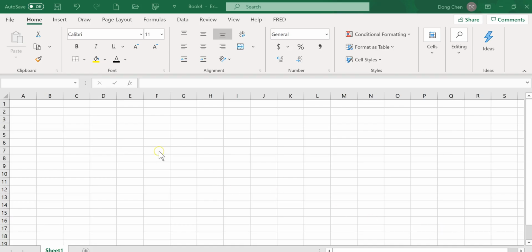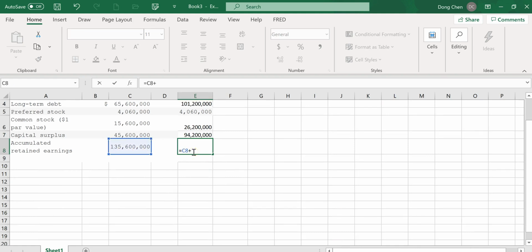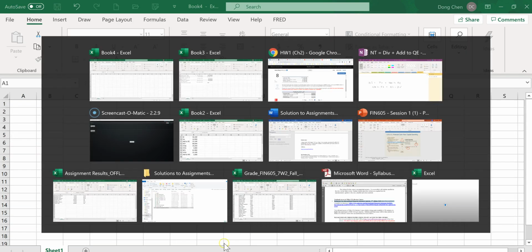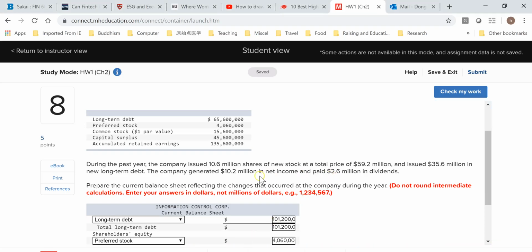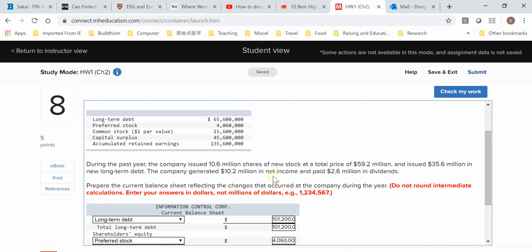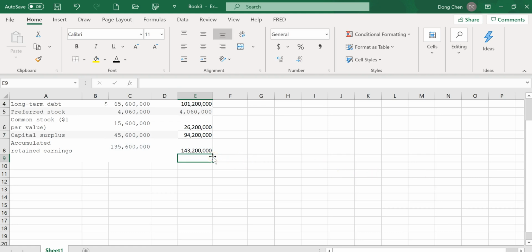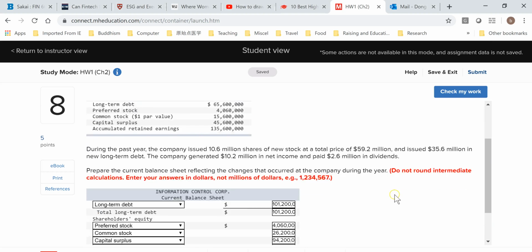So we can do that in my spreadsheet. This will become the existing amount plus 10,200,000 minus 2,600,000. We have to be very careful in inputting the numbers, not to miss or add any zeros. Then that's my total accumulated retained earnings, and then copy that number back.